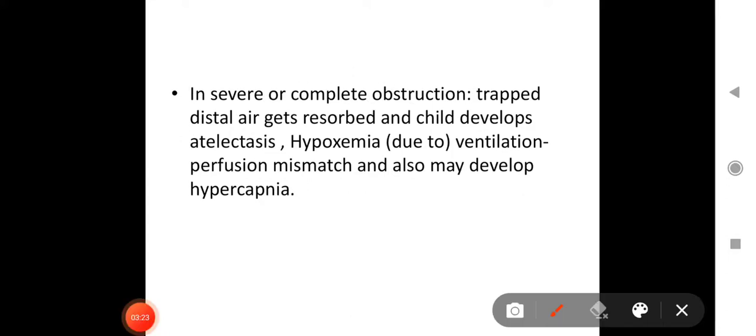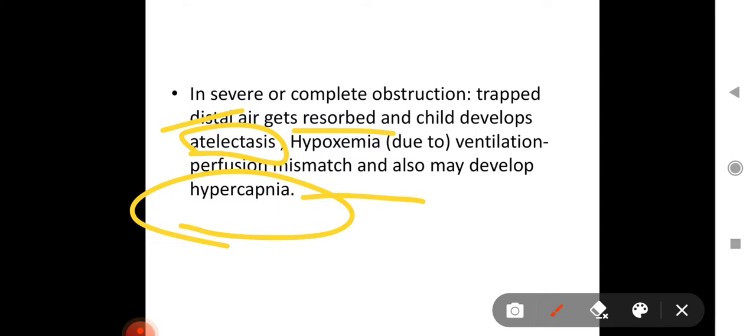Now in severe or complete obstruction, trapped distal air gets reabsorbed and the child develops atelectasis. So these are the later complications of bronchiolitis. Why does atelectasis develop? Because trapped air gets absorbed, and that leads to atelectasis of the lungs. Hypoxemia occurs due to ventilation perfusion mismatch, and the patient may develop hypercapnia, that is retention of carbon dioxide.